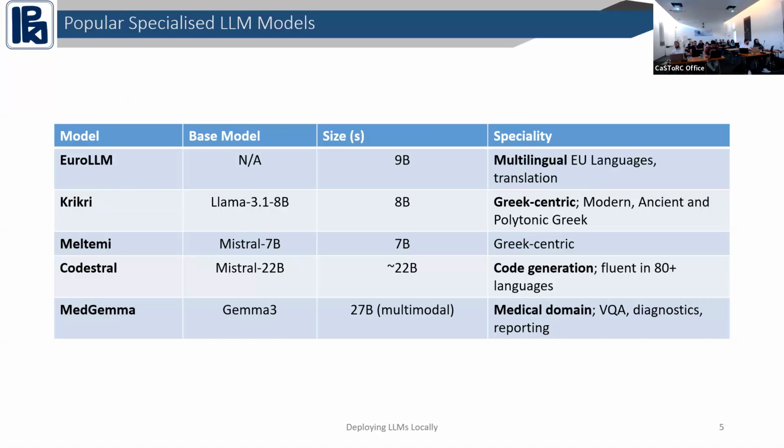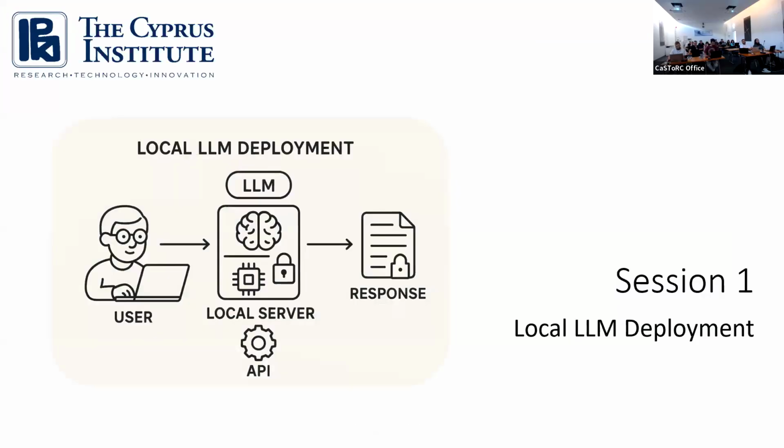This is a fine-tuned version of Mistral 22 billion parameters. It is an LLM specialized in code generation, for example. And then you have MedGemma, a fine-tuned version of Gemma 3, whose idea is to provide specialized knowledge in the medical domain and so on. So we have the foundational models, which are very good in general tasks, and then you can also have specialized LLM models that were either fine-tuned or created from scratch.